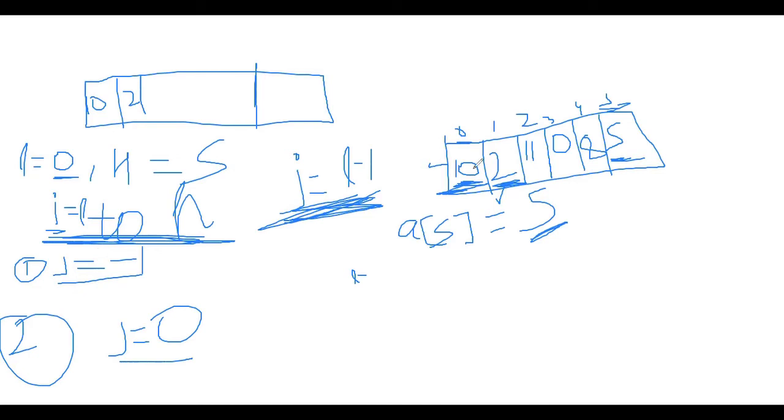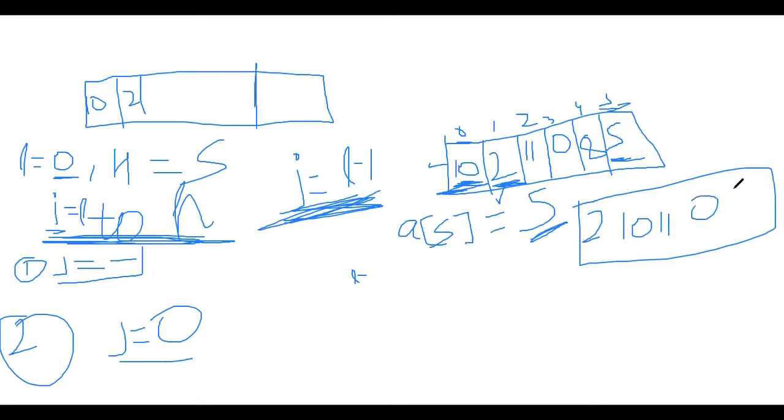So we will swap this 2. What will happen after swapping? 2, 10, 11, 0, 8, 5. We are good till here. Now what is the position of j? Position of j is 0, and position of i is 1.